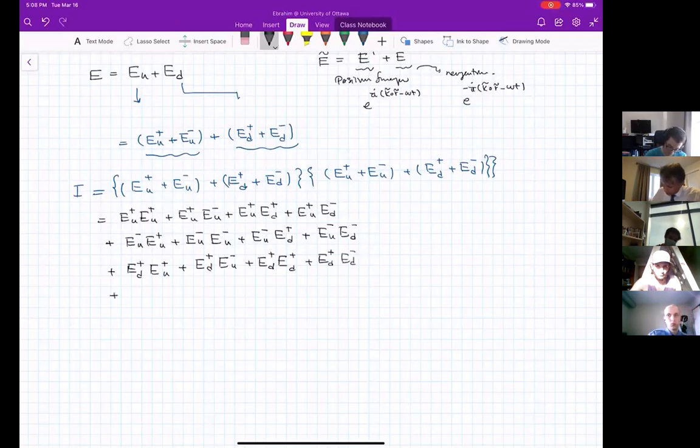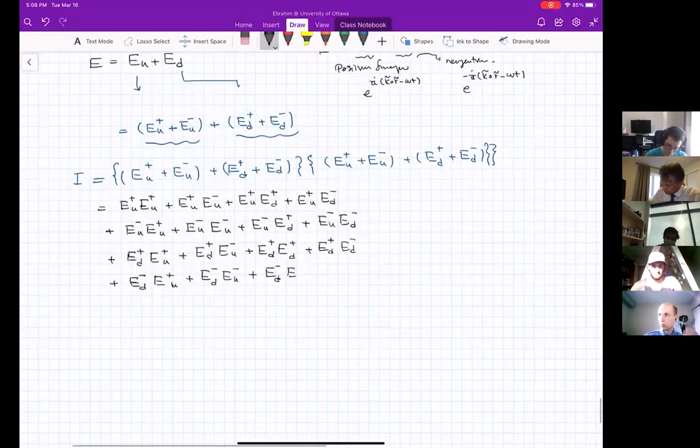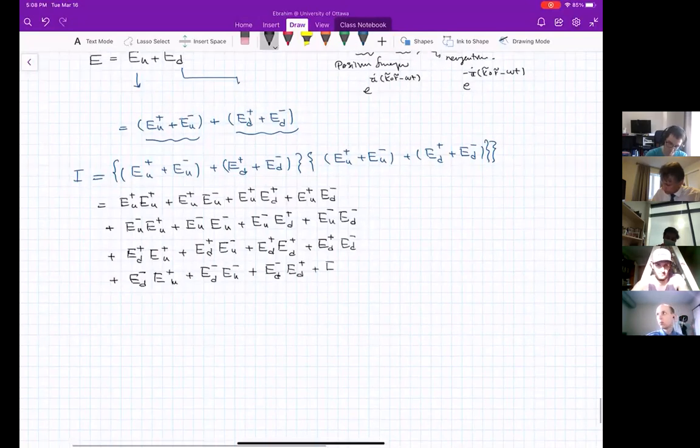When I write it down, then we can discuss the physics of that. Plus U minus D, E minus U. Sorry, guys, it's a little bit long, but they are important things which we will be using in the future. D plus E negative D, E negative D. Good. So we have 16 terms.